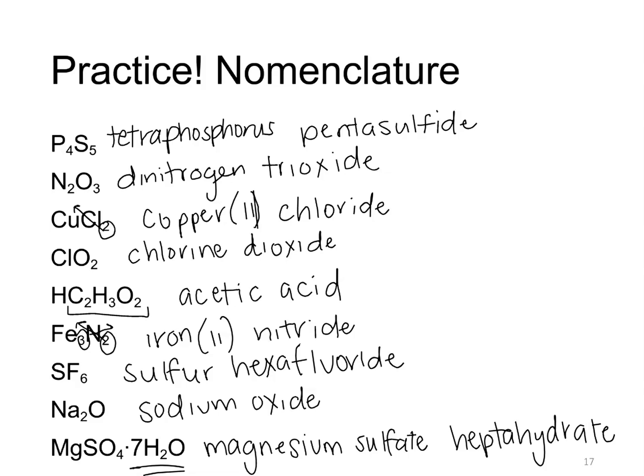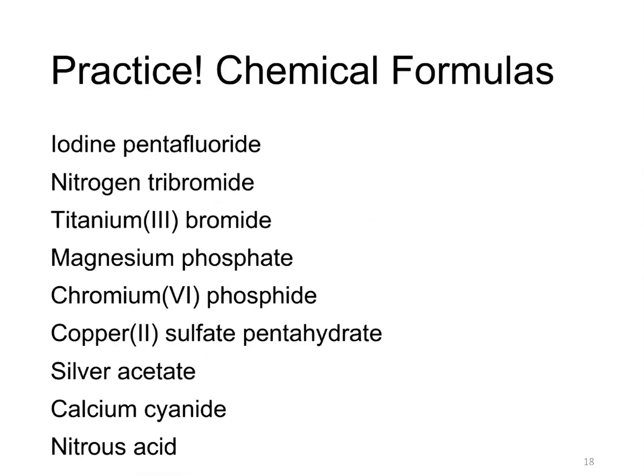So let's do the same thing, but writing the formulas instead of the name. So again, take a second to pause the video, try this out yourself. So for this first one, we see a Greek prefix, penta. So that tells us that this is going to be covalent. So iodine comes first, I, and then 5 of fluorine, so IF5.